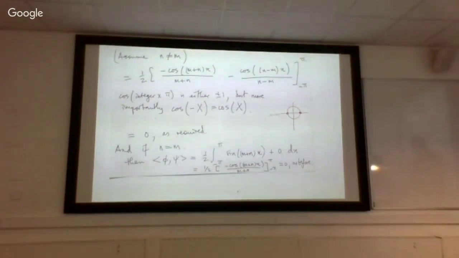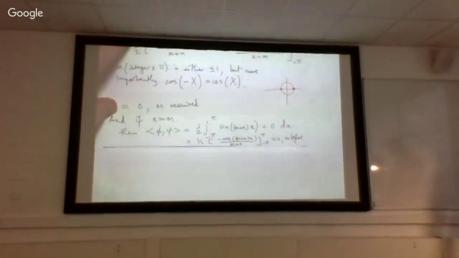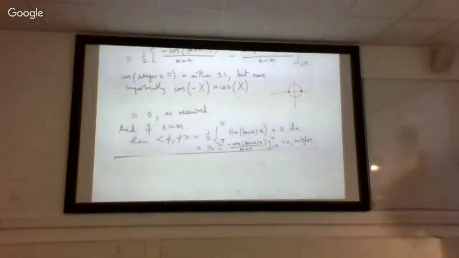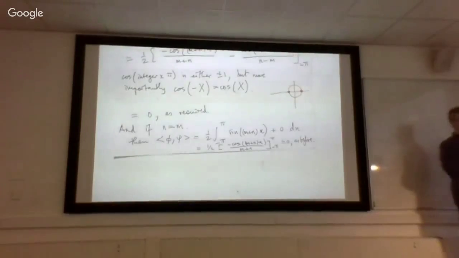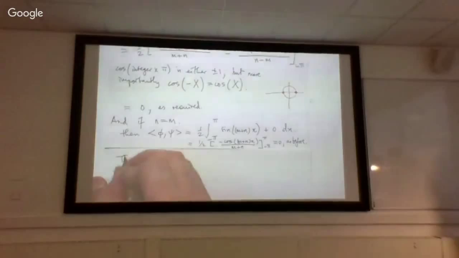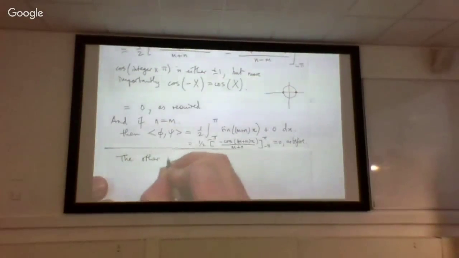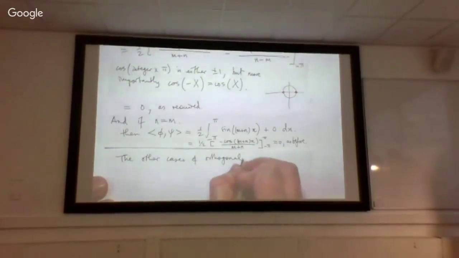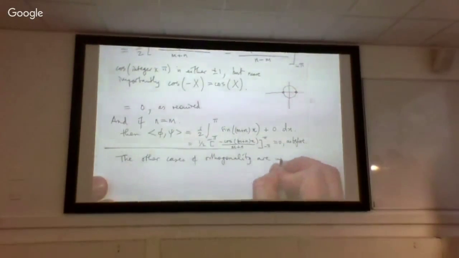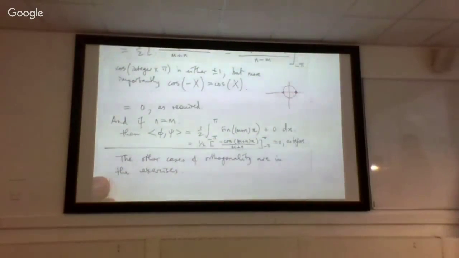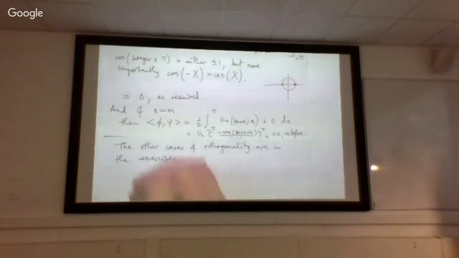Okay. So that shows part of the whole result, that all these basis functions form an orthogonal family with respect to the inner product. The other cases of orthogonality are in the exercises. There are other kinds of exercises with integration to do.